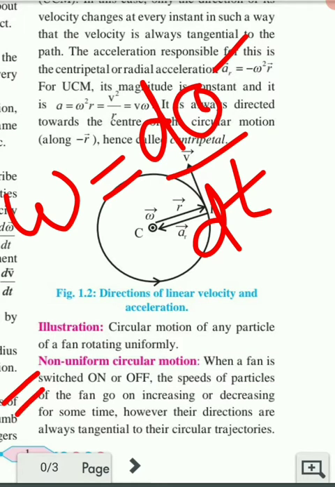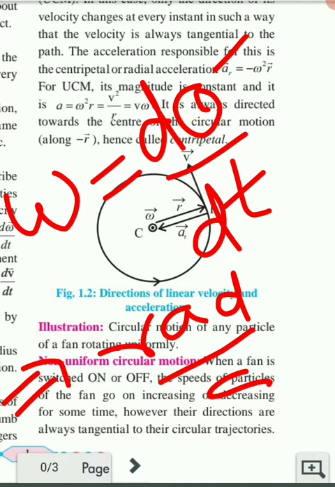So its SI unit is radian per second, because angular displacement has the unit radian and time has the unit second. So the SI unit of angular velocity is radian per second.